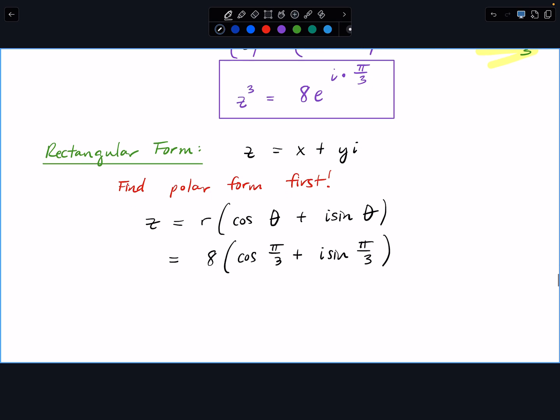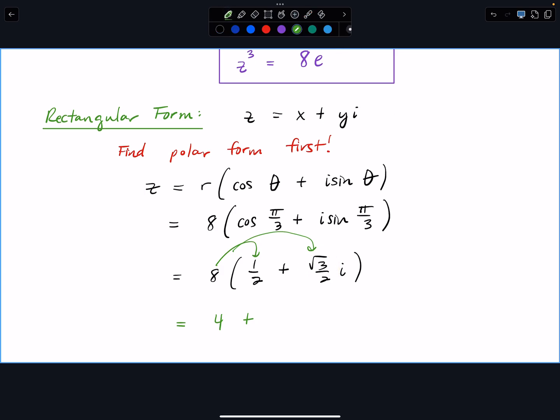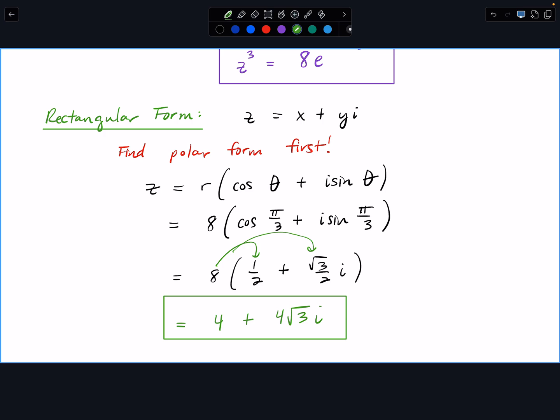So now all I have to do is just think about my unit circle. What is this on my unit circle? 1/2 plus sine of pi over 3, square root 3 over 2. Don't forget the i. And then if I just multiply both of those by 8, half of 8 is 4, plus when I multiply 8 times this number, the 2 and the 8 cancel. So this just becomes 4 square root 3 i. Okay. Questions?